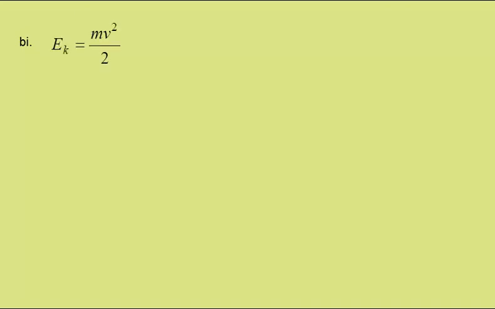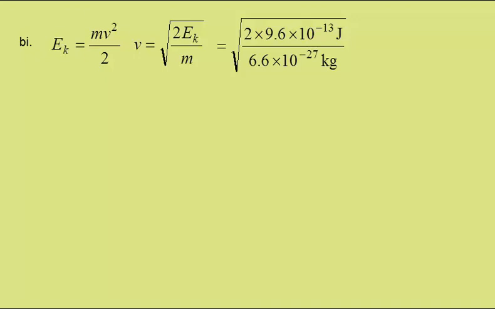Well, the kinetic energy is given by mass times speed squared over 2. Rearranging for the speed, putting in the values given in the question, gives a value of 1.71 times 10 to the 7 meters per second, which is around 1.7 times 10 to the 7 meters per second as required.